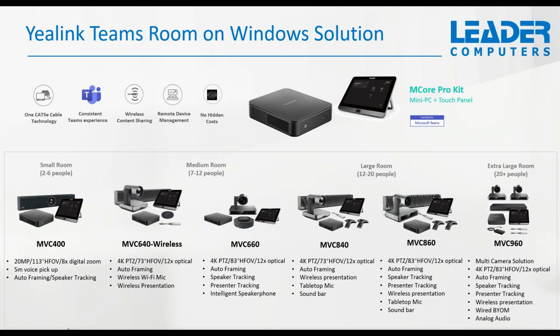We then move on to the medium room solutions, where we've got a couple of different kits. Now the kits really differ based on the audio devices and the camera devices. So depending on the room size and the capabilities that you require out of those cameras will depend on what kit you look at. So with the MVC 640 kit, we've got wireless solutions when it comes to microphones and content sharing, and we utilize the independent soundbar called the M speaker, and then we have our UVC 84 camera that has 12 times optical zoom and also auto framing.